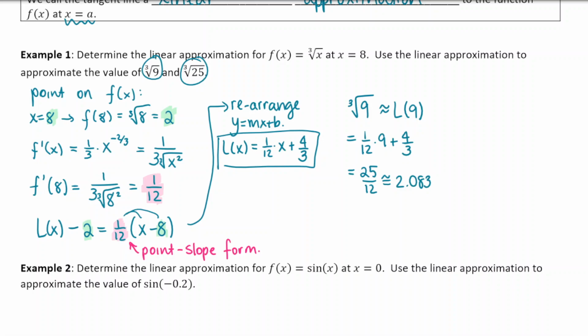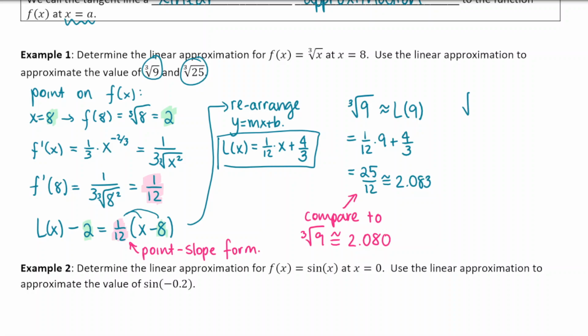And if I compare that to, I'll just write in a different color here, compared to the actual value of cube root 9, if you plug in a calculator, is approximately 2.080, which is pretty good. You're only 0.03 off there. So because we're really close to x equals 8, where we made the linear approximation, our linear approximation here is going to be pretty good.